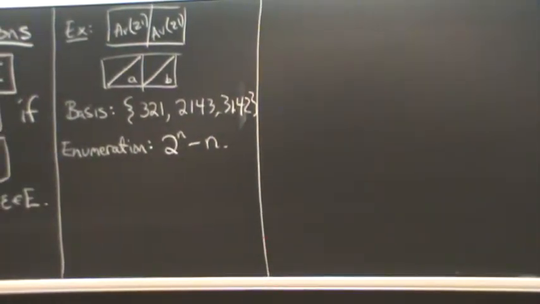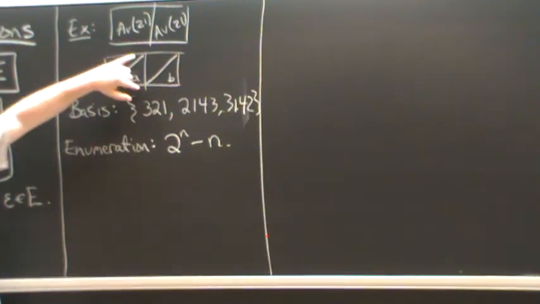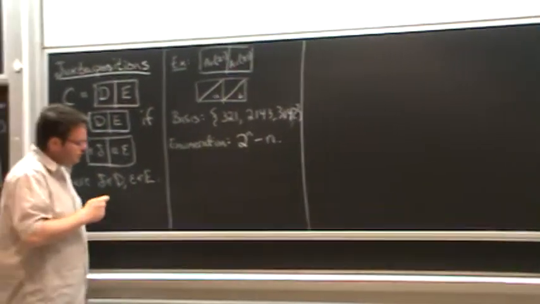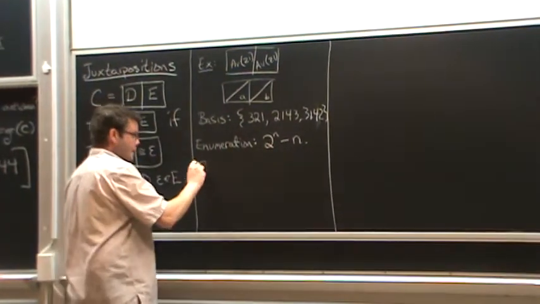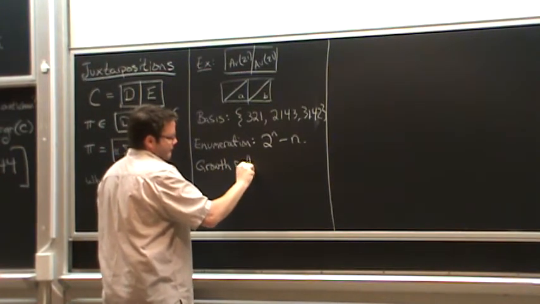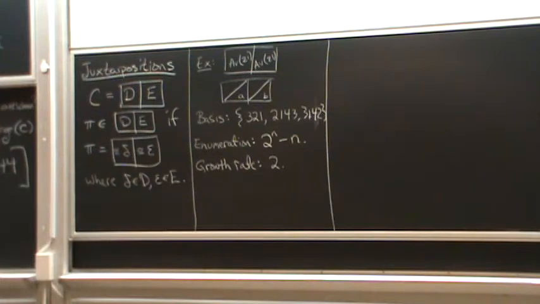So that's what we get. 2 to the n, all the words, minus the ones that all correspond to the increasing permutation. There are n plus 1 encodings of that. But you can see if you have a descent in your permutation, then you have a unique encoding. Okay, so that's our enumeration. Of course, that means that our growth rate is just 2.